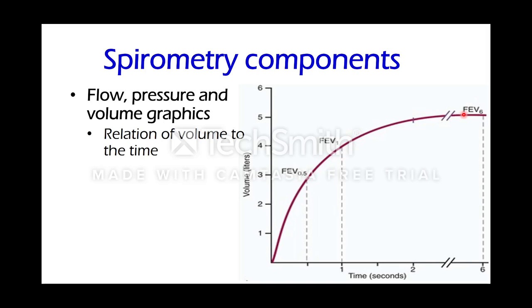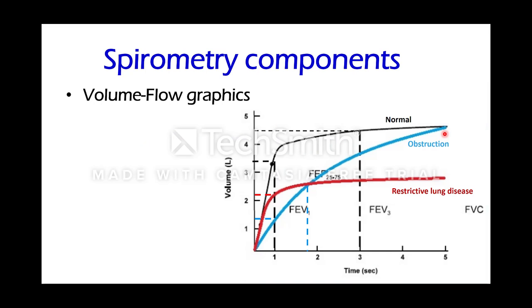After 2 seconds, there will be a plateau, or no change in volume compared to the time, and they give us a nice convex shape of the flow volume graph. And there are different types of graph. In the first one, which is the normal in black color, there is an increase in the volume in the first second, and there is a minimal increase in the second, and it becomes a plateau through the rest of the inspiration.